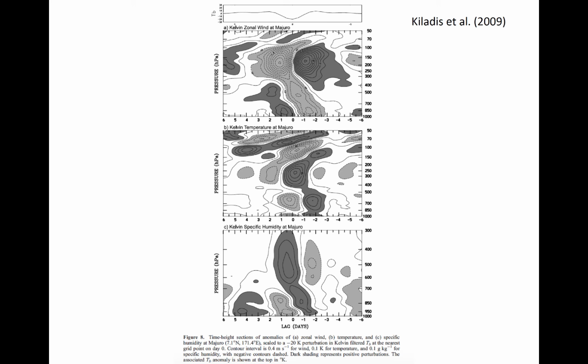Thus, the convection in a Kelvin wave acts to transport MSE-rich air from the lower troposphere to the upper troposphere, making the atmosphere more stable when it is unstable, and making it less stable when it is already stable.